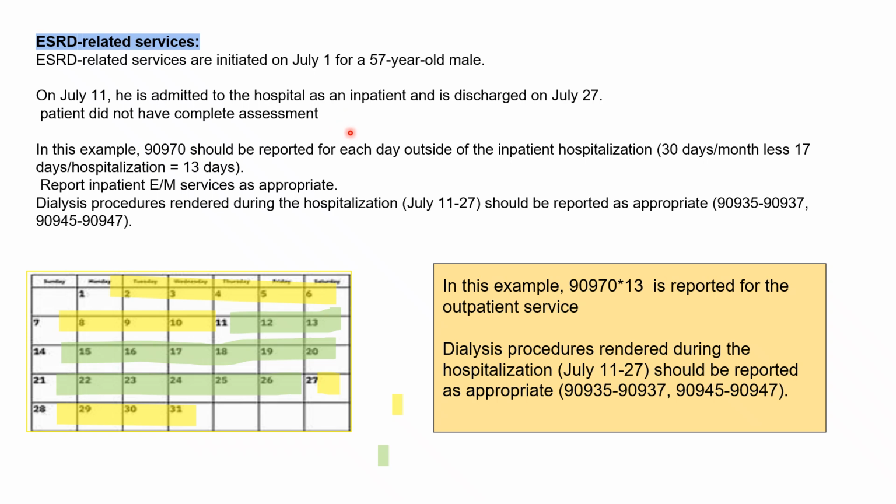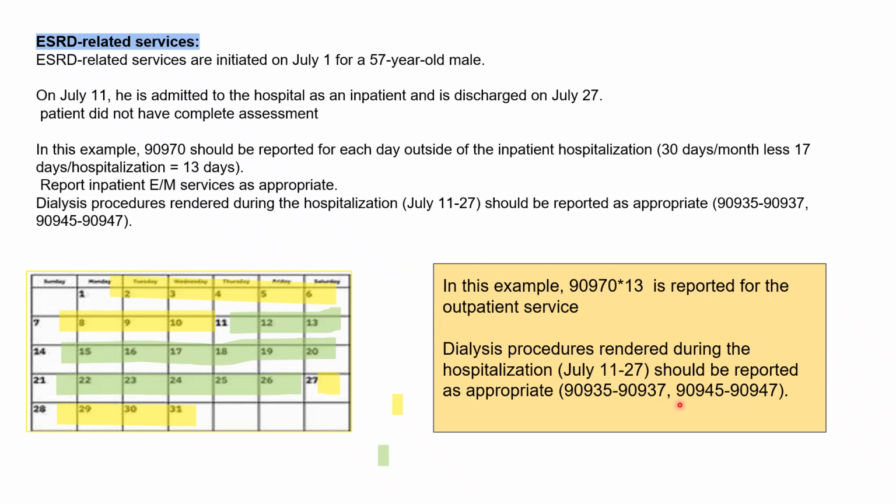And we know the guideline that whenever there is no complete assessment and the service is not a full month service, we will have to code for each day. Now in this example, we are going to code 90970, which should be reported for each day outside of the inpatient hospitalization. And we always count the 30 days. Out of that, 17 days he was hospitalized and 13 days he was outpatient. So I'm going to code 90970 multiplied by 13, which is reported for the outpatient service.